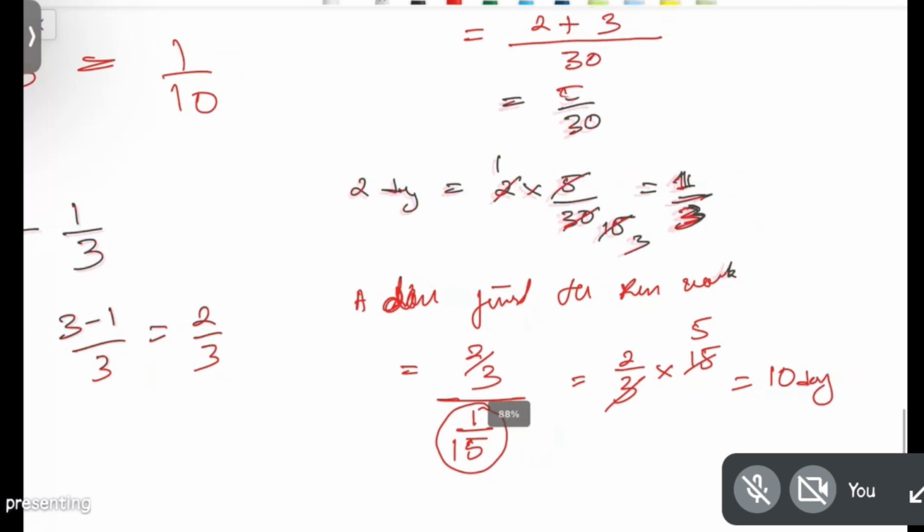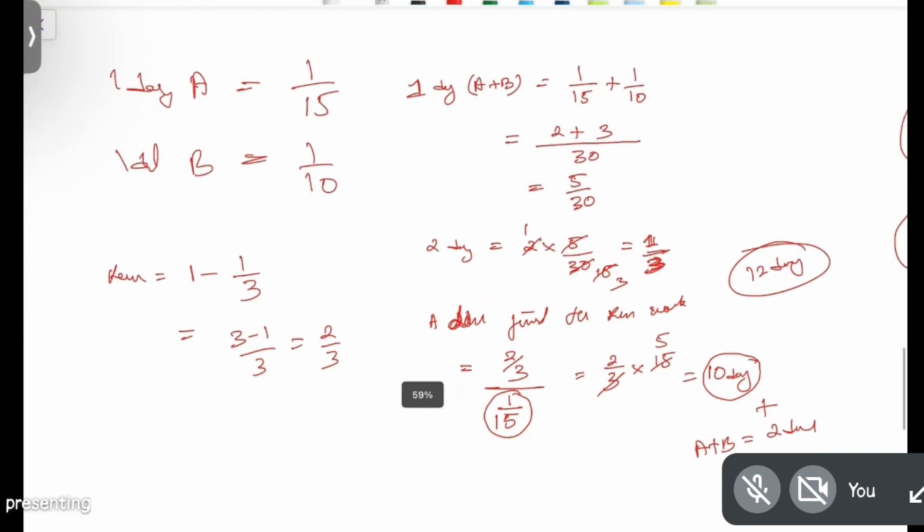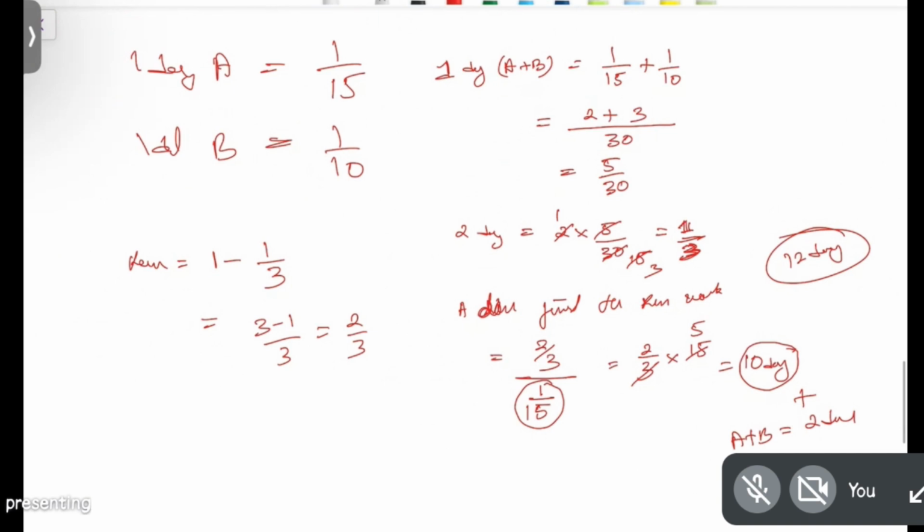So A alone can complete the remaining work in 10 days, and they have worked for how many days? A and B together had worked for 2 days, so which means a total of 12 days was taken. So that's our answer. I might have confused you a little bit because of my ear. Any doubts here regarding this approach?